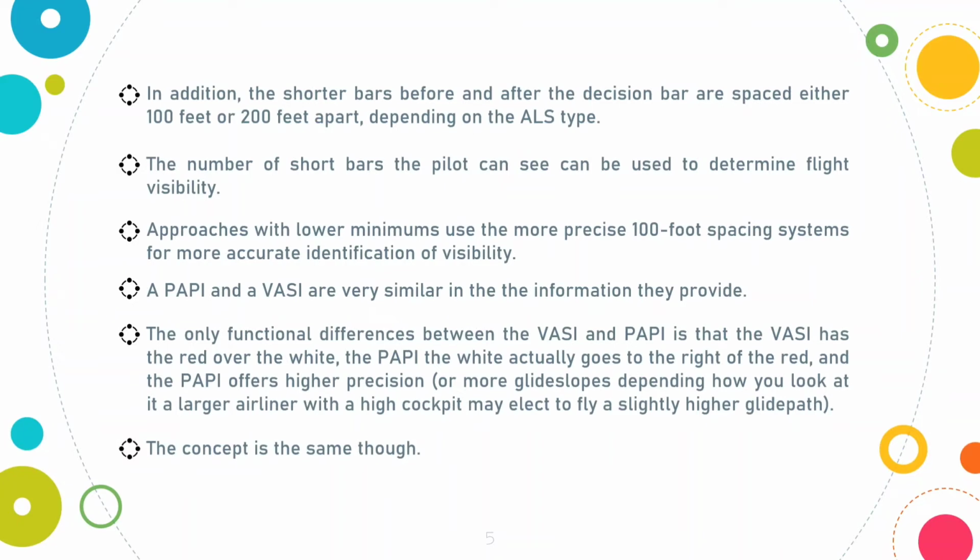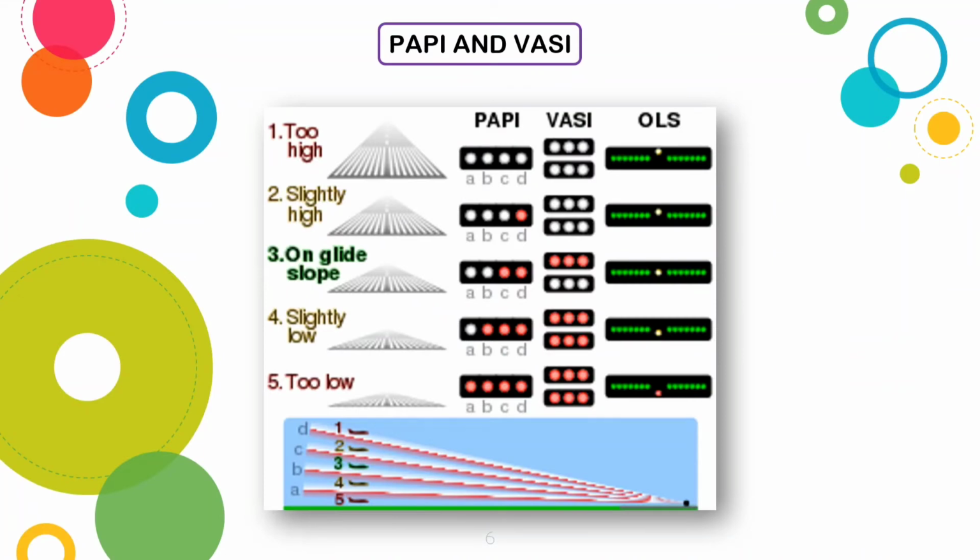A PAPI and VASI are very similar in the information they provide. The only functional difference between VASI and PAPI is that the VASI has the red over the white, and in the PAPI the white actually goes to the right of the red, and the PAPI offers higher precision or more glide slopes, depending on how you look at it. A larger airliner with a high cockpit may elect to fly a slightly higher glide path. The concept is the same though. Have a look at this diagram of PAPI and VASI.